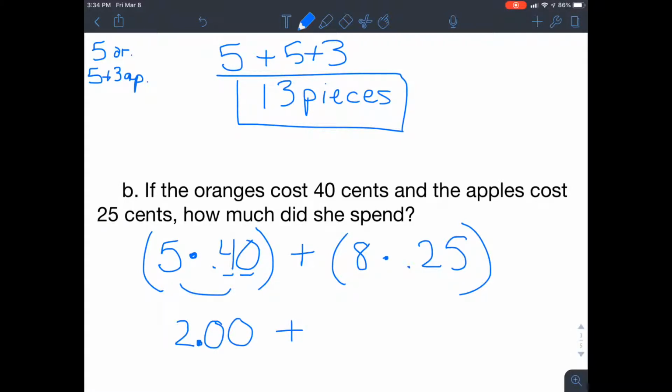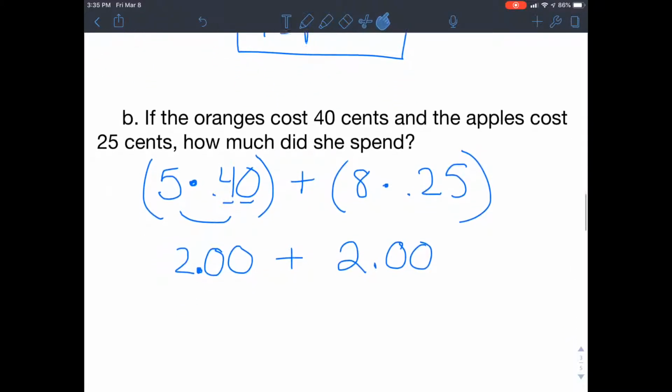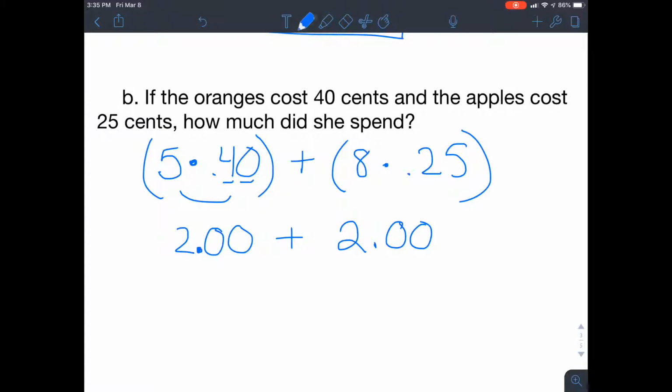Now I add my other part. 8 times 0.25. Well, I think the easiest way to think of this is quarters. I know that there are 4 quarters in $1. So 8 quarters equals $2. So 8 times 25 is $2. Look at that. 2 plus 2. That's 4. Now, if I just wrote 4, I would get points off. I need to make sure I put that $ sign on there.